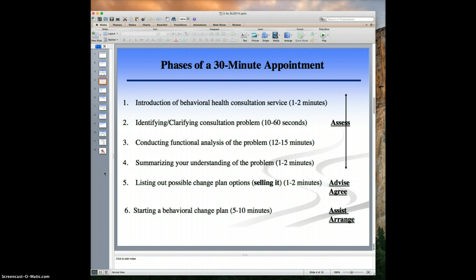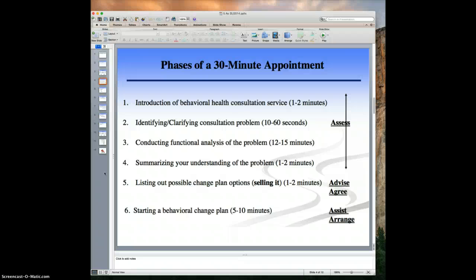This phase of the appointment ideally will take anywhere up to about 30 minutes. Introduction of the behavioral theory or introduction of the consultation, 1 to 2. Identifying and clarifying the consultation problem. Conducting an analysis of the problem. Summarizing your understanding as the practitioner. Pointing out possible change plan options, right?